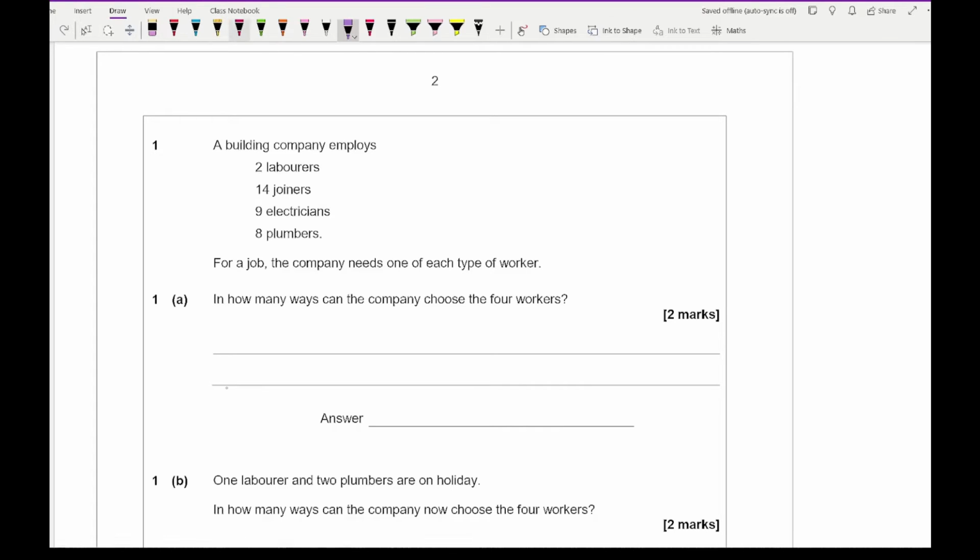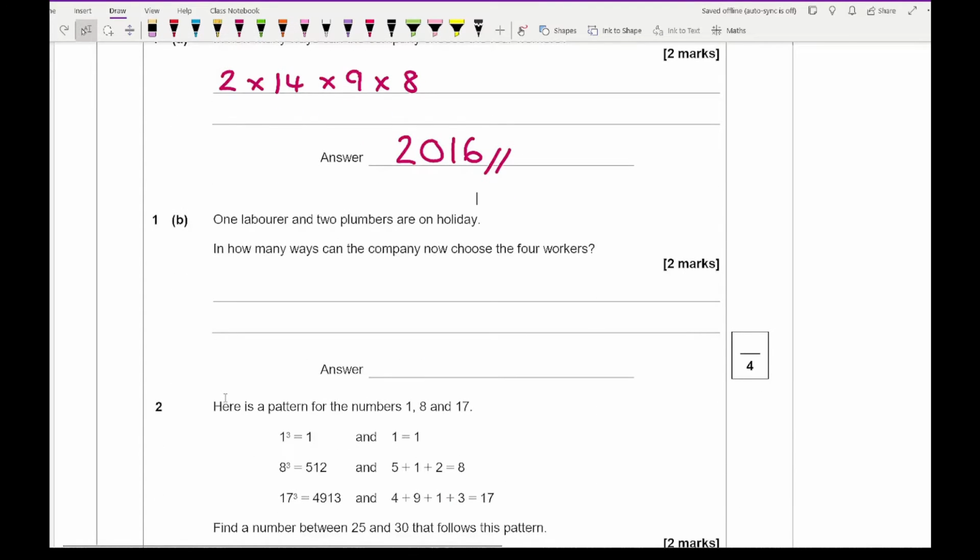So this question, all we need to do is basically multiply each of these 4 numbers together. So it's going to be 2 times 14 times 9 multiplied by 8. And either doing that manually or with a calculator should give you an answer of 2016. Then moving on to 1b, it says 1 labourer and 2 plumbers are on holiday.